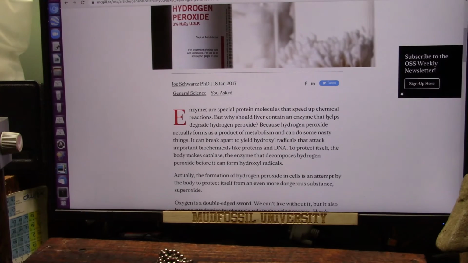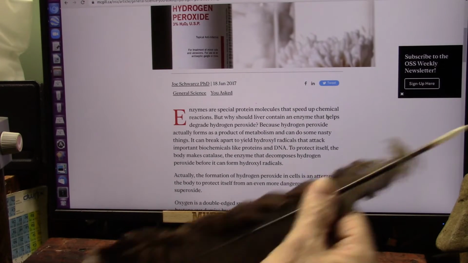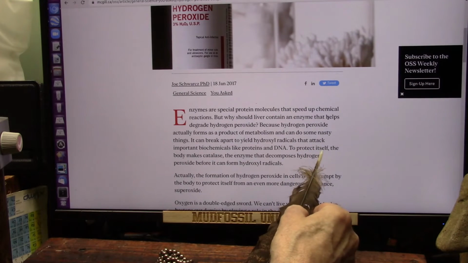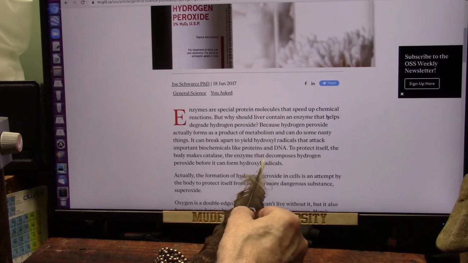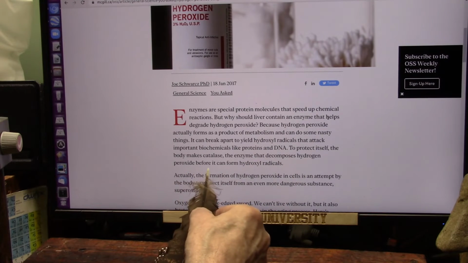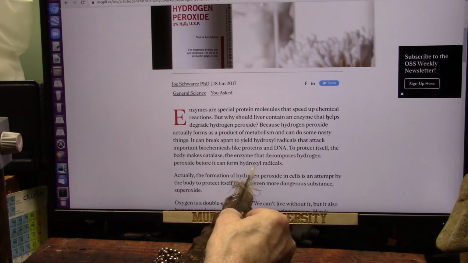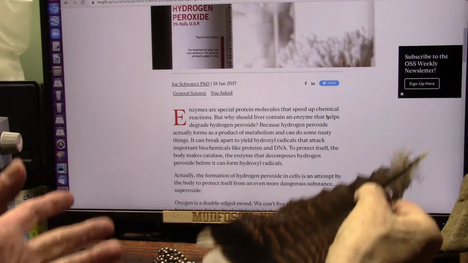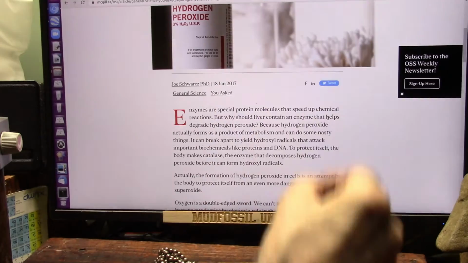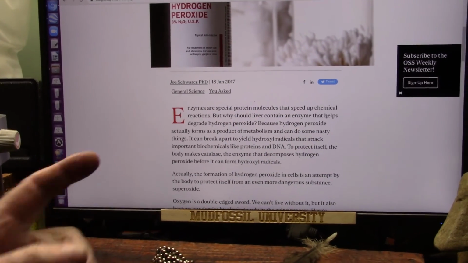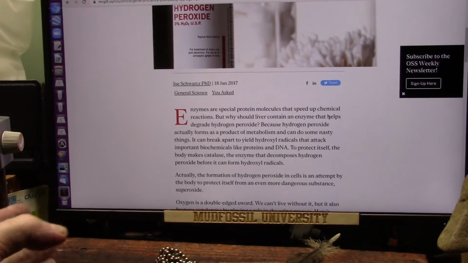I'm going to show you what catalase does, and this is what happens. To protect the body, it makes catalase. It's an enzyme that decomposes hydrogen peroxide before it can form hydroxyl radicals, which destroy tissue. Well, it's an enzyme. Enzymes are created from bacteria. So you have to have the right bacteria or you're not going to have the enzymes.